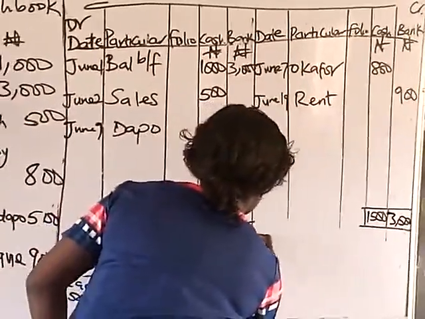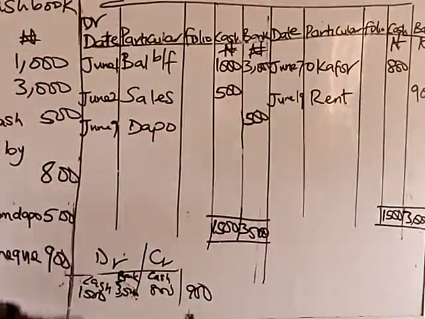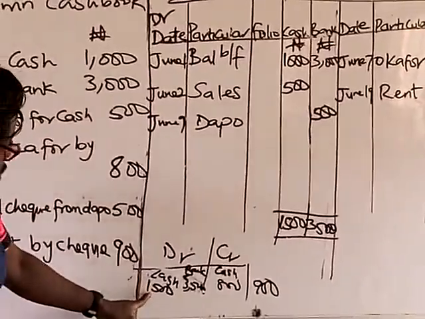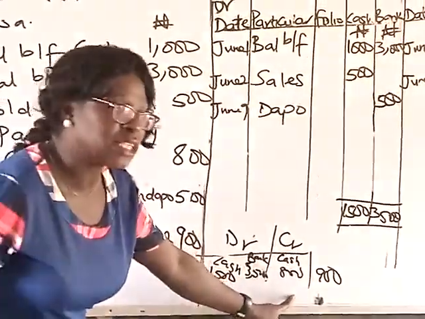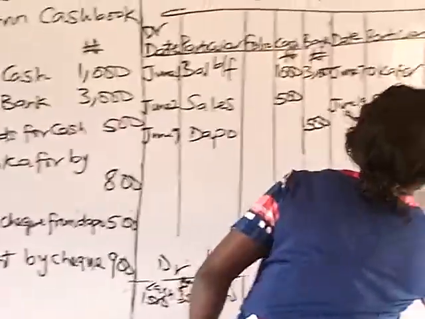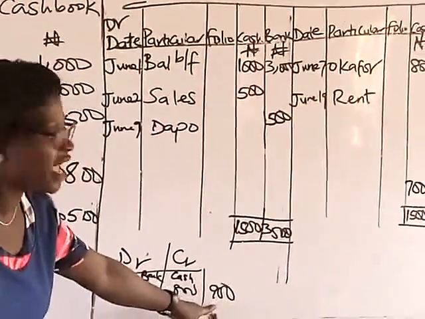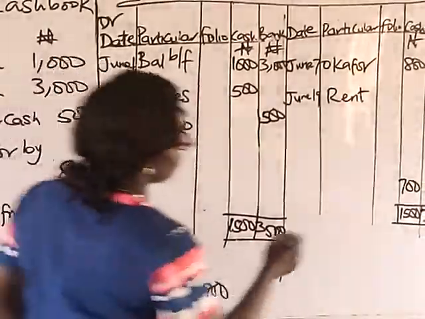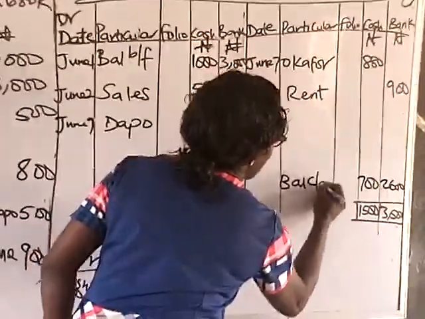The next thing that we are going to do now is to take away the smallest side from the biggest side. We compare cash of the credit side to cash of the debit side. So 1,005 take away 800 naira, which means 700 naira. So we are going to write it under the smallest side. Then 3,005 minus 900 naira, we have 2,006. So this is our balance carried down.